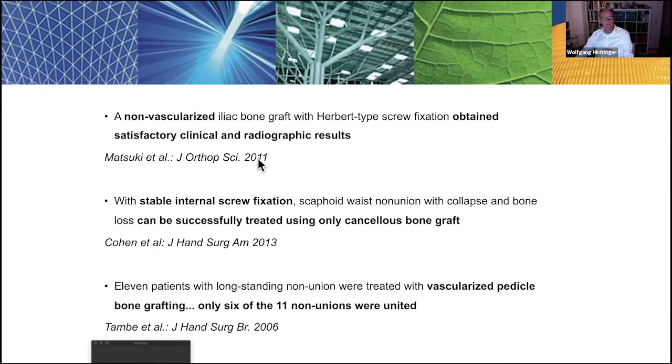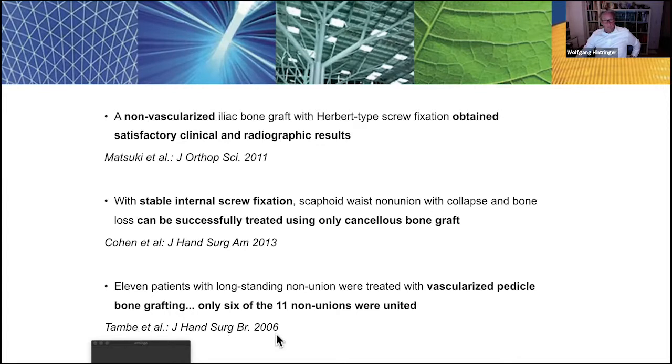Then here, Matsuki in 2011: a non-vascularized iliac bone graft with Herbert type screw fixation obtained satisfactory clinical and radiographical results. Well, that is a little bit too simple for me, because there are different types of non-unions, and I think that's not really described in that paper. And Cohen wrote in 2013, with stable internal screw fixation, scaphoid waist non-union with collapse and bone loss can be successfully treated using only cancellous bone graft.